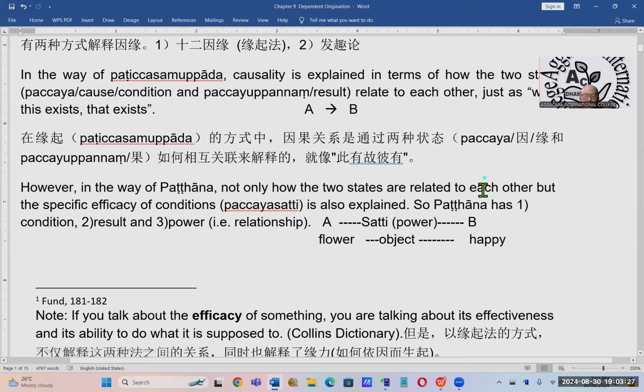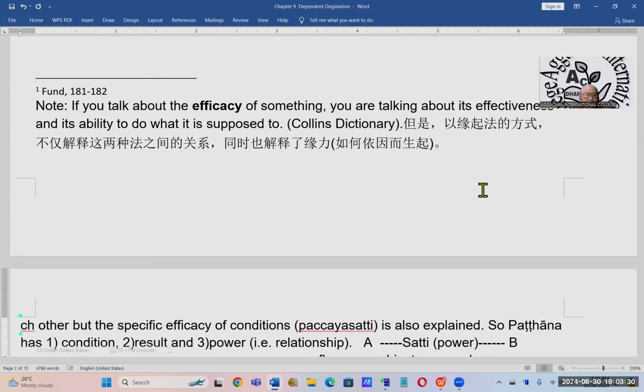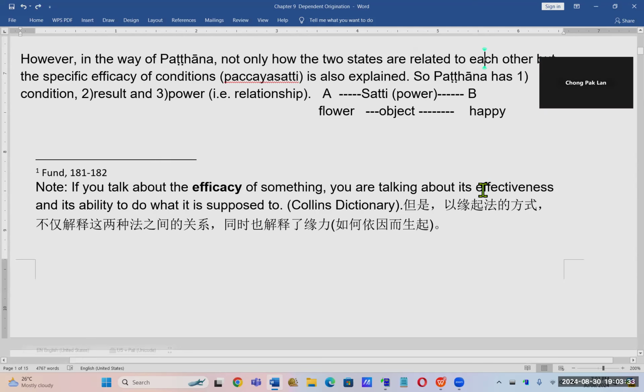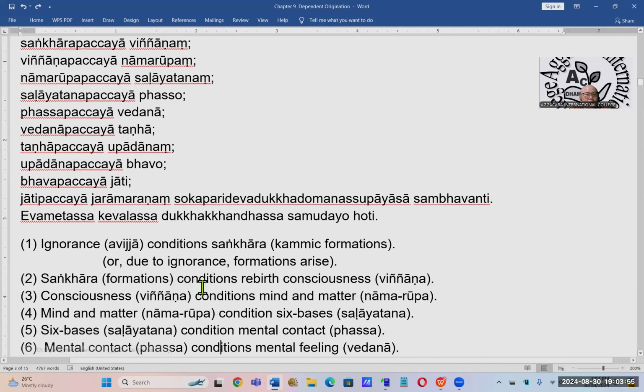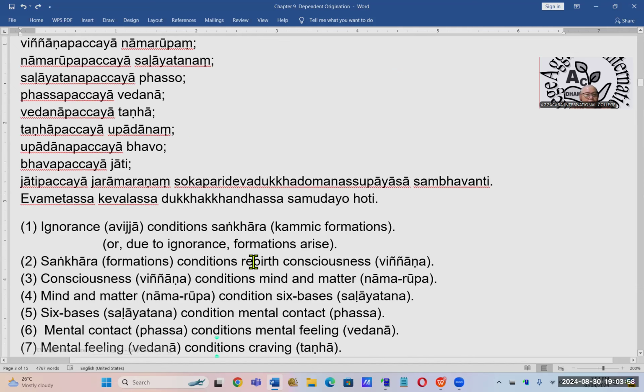All right. Any other student want to ask something before I go in some more? So far we have studied avijja pachaya sankhara, sankhara pachaya vinnanam, vinnana pachaya nama rupam, nama rupa pachaya salayatanam. In English, ignorance conditions sankhara, sankhara conditions rebirth consciousness, rebirth consciousness conditions mind and matter, mind and matter condition the six sense bases.